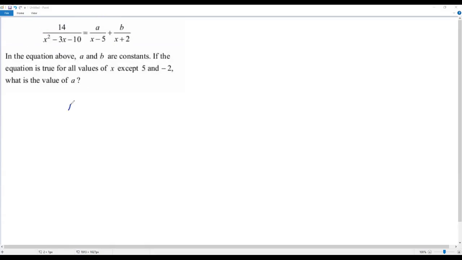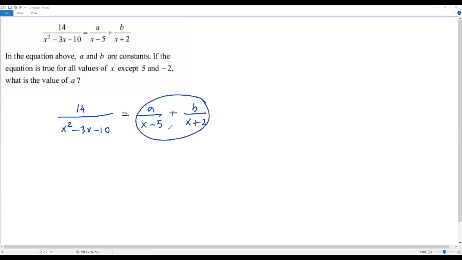Now let me take this equation as it is. That is 14 divided by x² − 3x − 10 equals a divided by x − 5 plus b divided by x + 2. Here on the right side we have addition of two fractions. Whenever I want to add or subtract two fractions, I need the same denominator for both. In case the denominators are not the same, I have to get the least common multiple to get the same denominator for both fractions if the denominators are numbers.